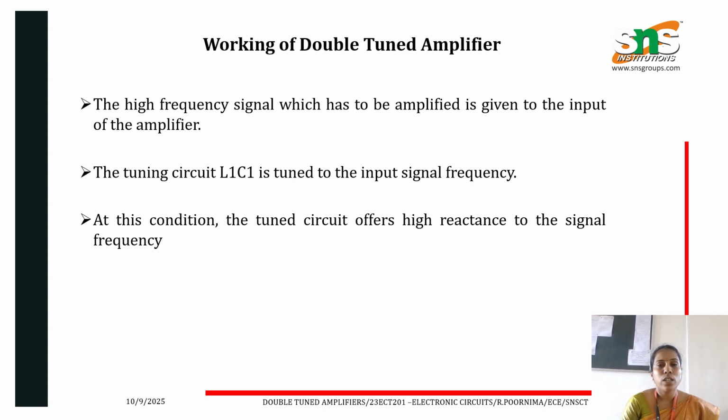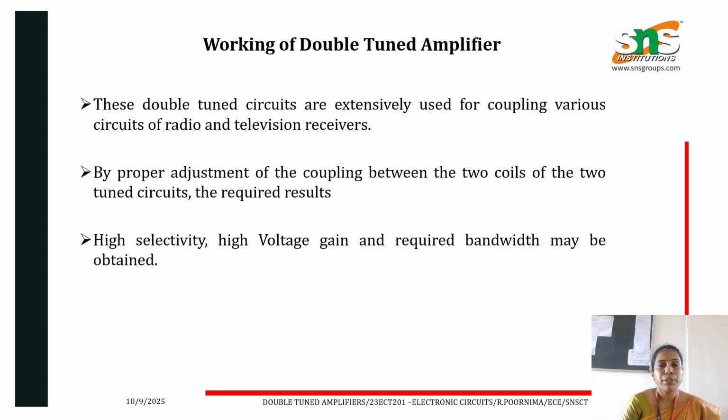And what is the working of a double tuned amplifier? The input signal is given to the amplifier circuit and tuned circuit L1C1. The first circuit is tuned to the given input signal frequency. This circuit offers high reactance to the input signal, and double tuned circuits are used for coupling in various radio and television receivers.